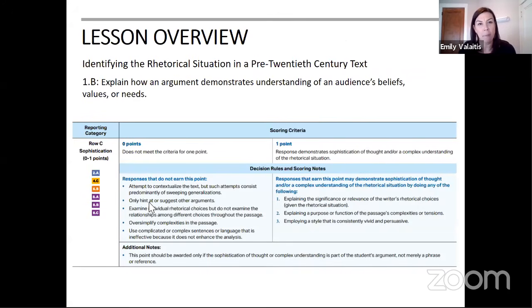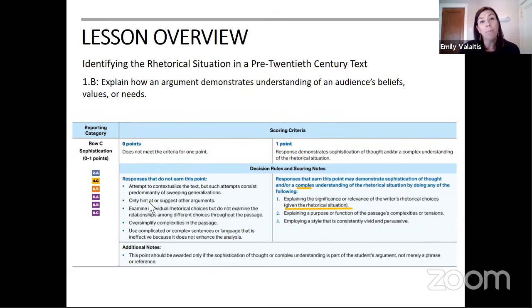All right, so for today, again, we're going to look at how you can understand an audience's beliefs, values, or needs through the argument that's constructed. And if you're like my students, you are frustrated and dismayed by the sophistication point of the rhetorical analysis rubric. And you'll say it's like that unicorn point. It's so hard to earn and to achieve. And I definitely get that and I understand that. One of the things that I think makes it so challenging is that one of the ways that you can earn it is if you explain the significance or relevance of the writer's rhetorical choices given the rhetorical situation.